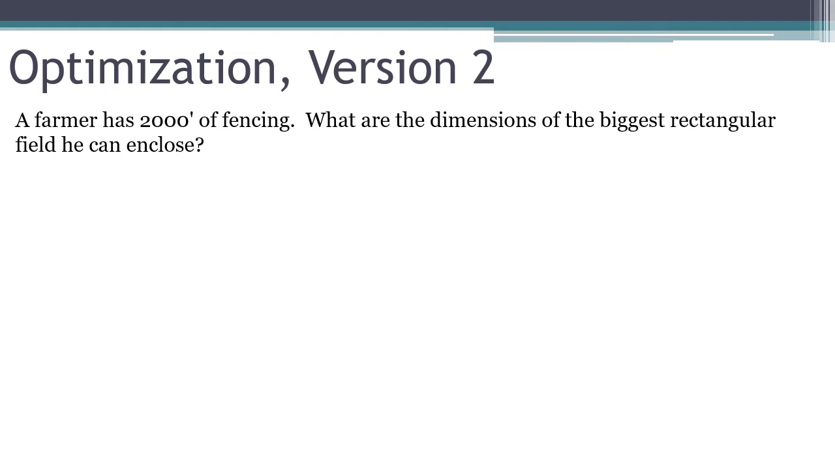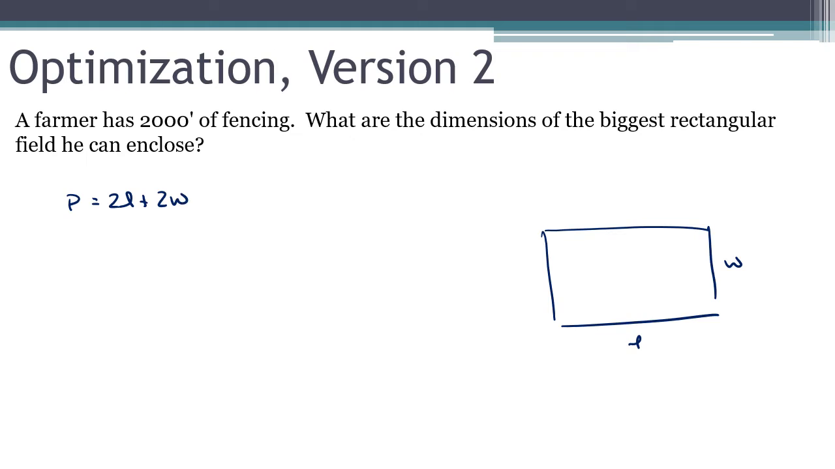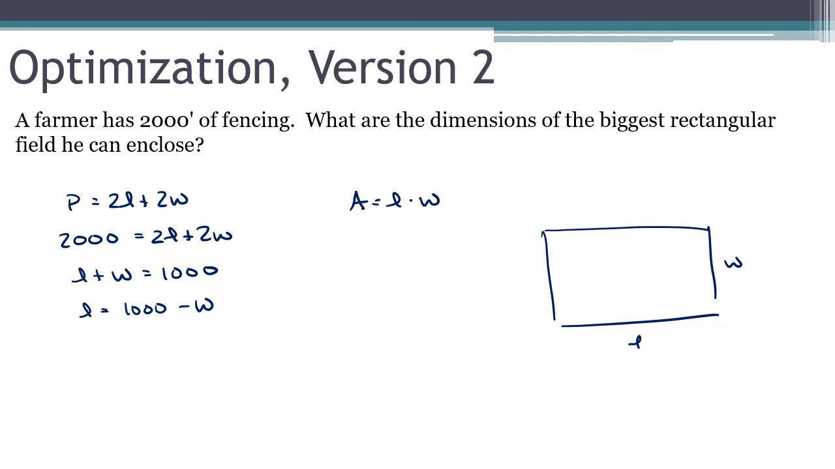All right, so I've got the same scenario. Let me sketch it in here again. I've got length and width, and my perimeter is 2L plus 2W, and it's the area that I'm looking to maximize. Well, I'm going to proceed the same way. I'm going to put 2,000 in here for the perimeter, and then divide everybody by 2 purely because I can, and it makes the numbers smaller. Now, again, I'm in the same predicament. I need to get that area formula down to one variable. So I'm going to do that by taking this constraint equation and solving this for L. L is 1000 minus W.